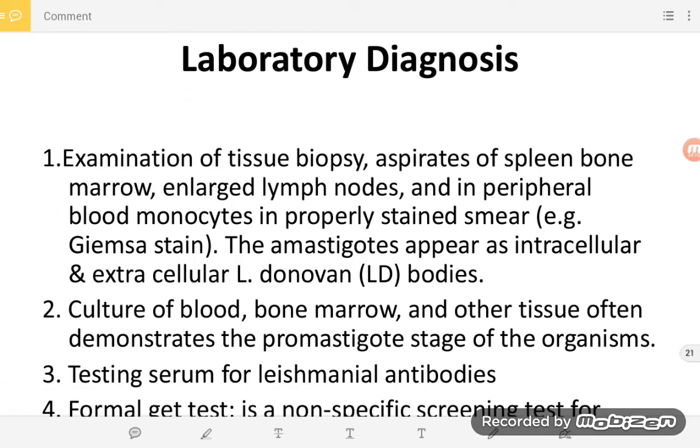Right, then laboratory diagnosis: examination of tissue biopsy, aspirate of the spleen, bone marrow, enlarged lymph nodes, and peripheral blood, especially monocytes. So these are the possible specimens for the identification of the parasite in humans. Here you can see the amastigote form intracellularly, or sometimes if the monocyte or macrophage is ruptured, you can see the extracellular form. Again, the amastigote form we call LD body or Leishman-Donovan body.